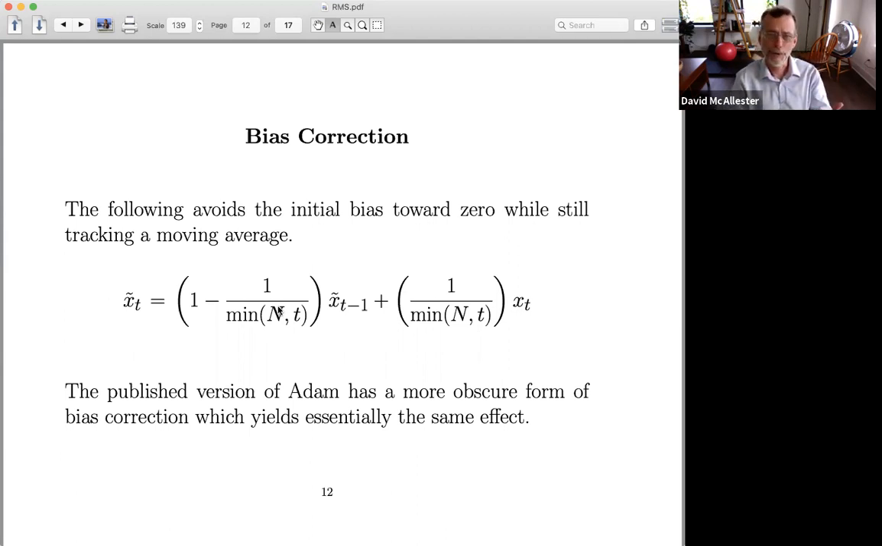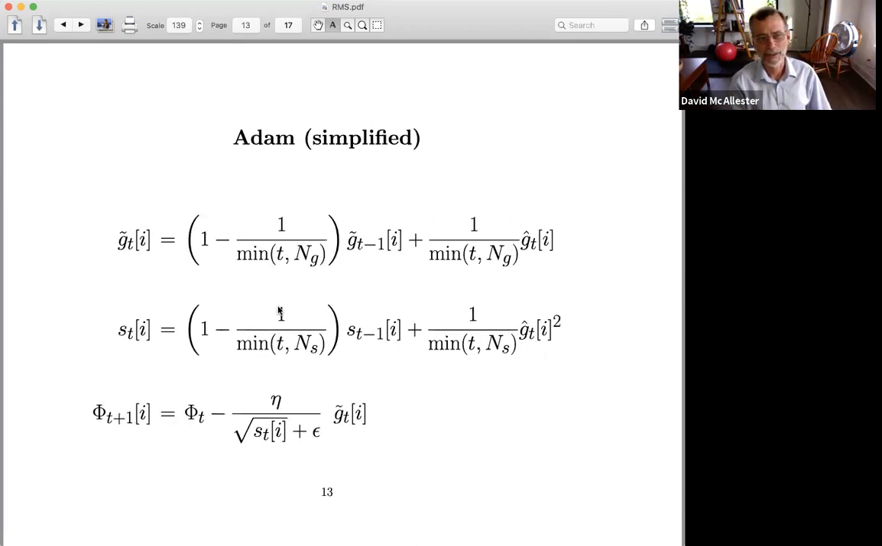In the published version, and presumably in the implementation of ADAM, there's a much more obscure form of this bias correction that amounts to the same thing. This is a very simple implementation of bias correction.